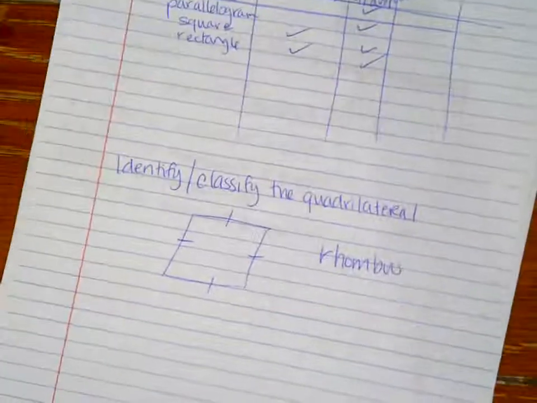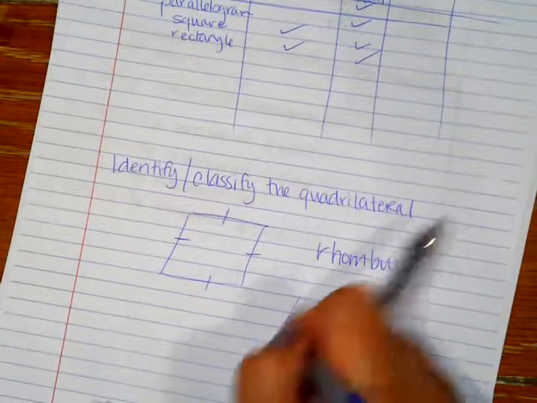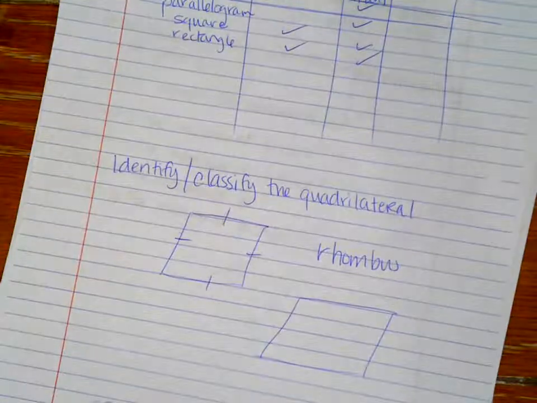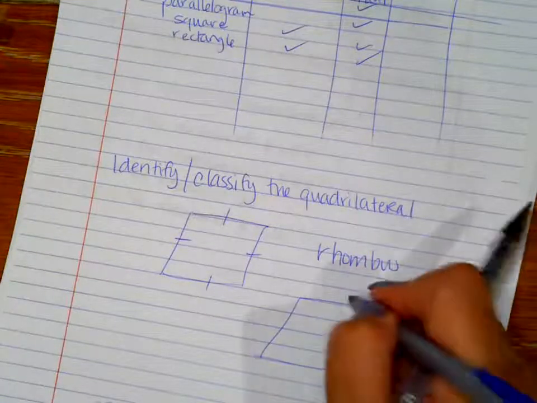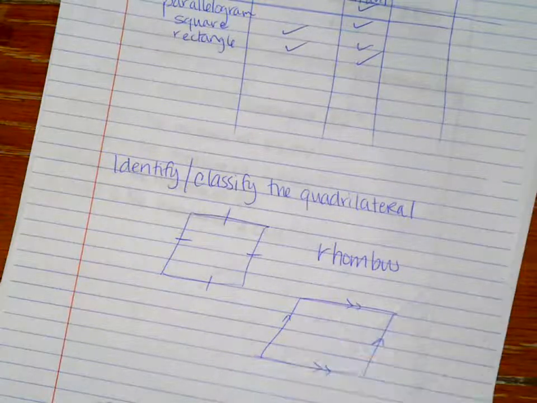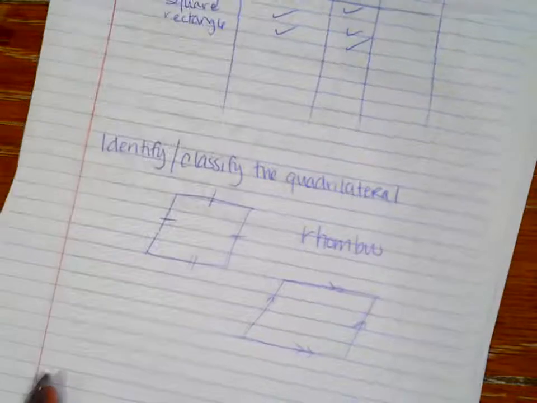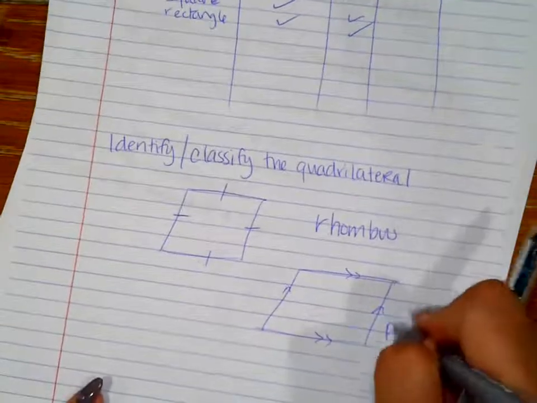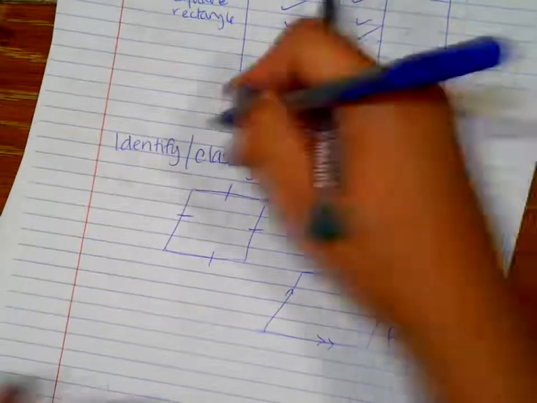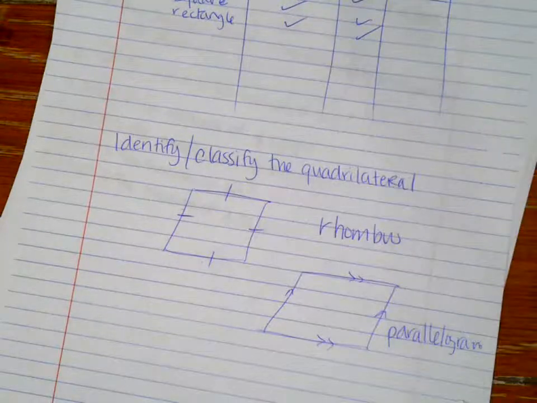Or if they give you something like this and they tell you that, let's say they just mark this. Without marking anything else, what's your best choice here? Your best choice is a parallelogram. So there's those, identifying or classifying the quadrilateral.